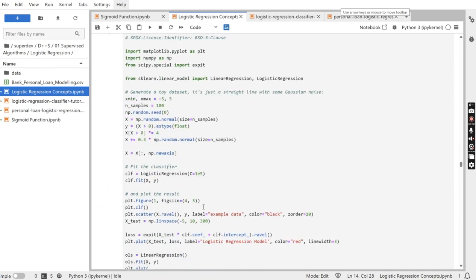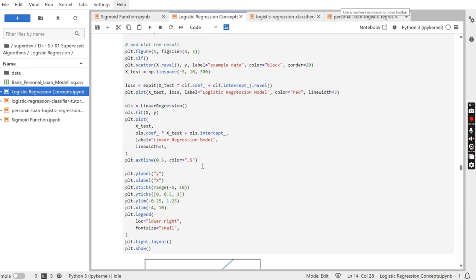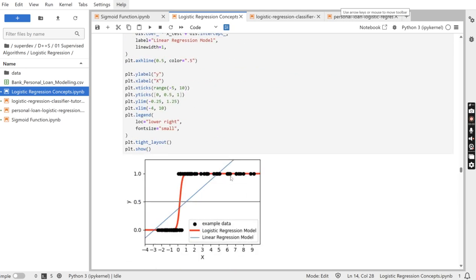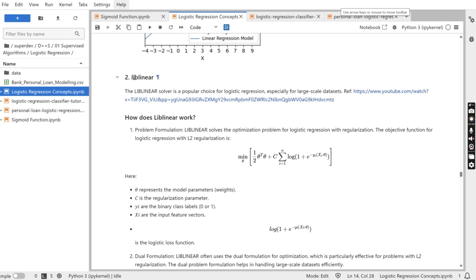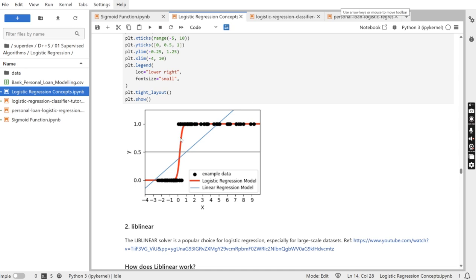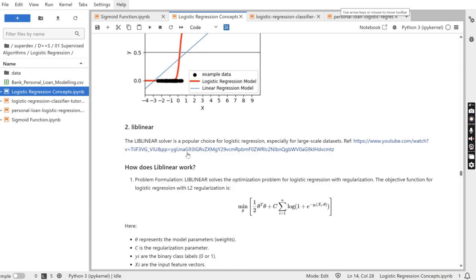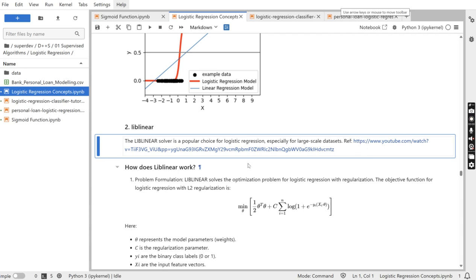Next solver is liblinear. After you get the y-pred values, you apply the sigmoid function. They either get aligned on the upper axis or the lower axis, or sometimes they even come in the middle. That's why you have a threshold. Any point above the threshold you will classify as one class, and the rest as the second class. Liblinear is another popular choice, and it can be used for large scale data sets.